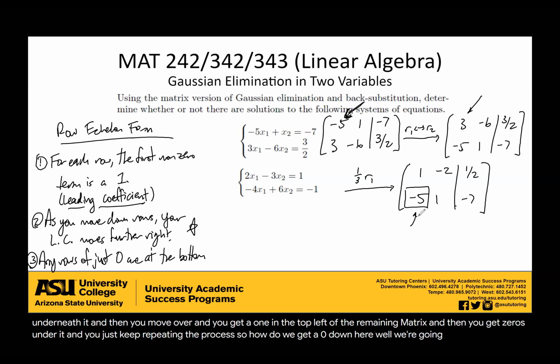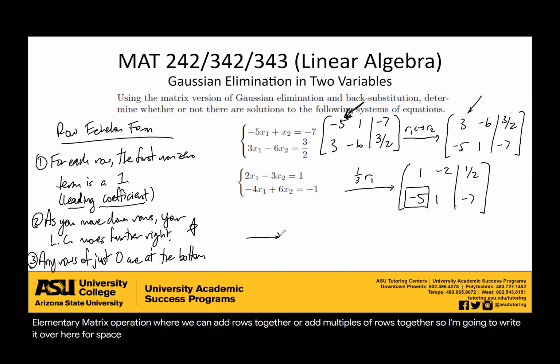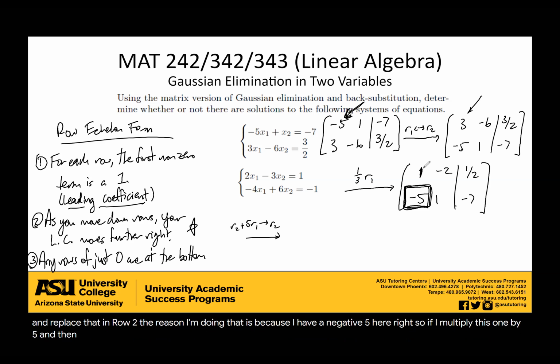Well, we're going to use that elementary matrix operation where we can add rows together, or add multiples of rows together. So I'm going to write it over here for space. What we're going to do is we're going to take row 2, and we're going to add 5 times row 1 to it, and replace that in row 2. The reason I'm doing that is because I have a -5 here, right? So if I multiply this 1 by 5 and then add it to the -5, I'll be left with 0.